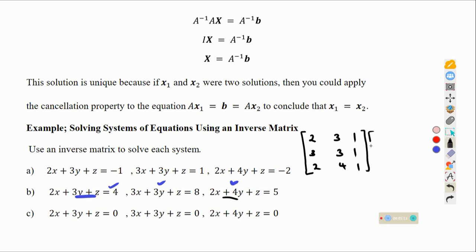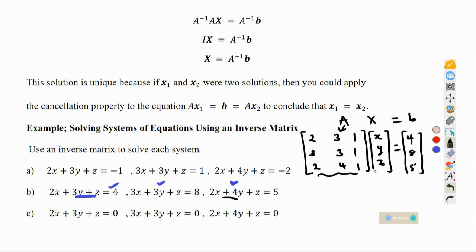So next we shall multiply by the variables x, y, and z, and this must give us the constant terms. We have 4, we have 8, and we have 5. So looking at this, it is of the form AX equaling B, where A will be represented by this matrix here, where X represents this matrix here, and this B is representing this matrix here.